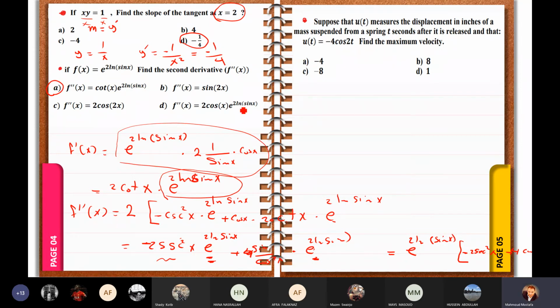First, you have to find the velocity. How to find the velocity? Derivative. Yes, the derivative u prime of t, which is negative 8, negative sine 2t. Negative times negative sine, so it will be positive 8 sine 2t. How to find the maximum now? Maximum of sine is what? 1. Good. So the maximum will be 8 multiplied by 1, which is 8.